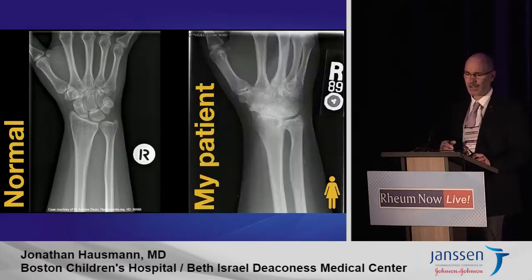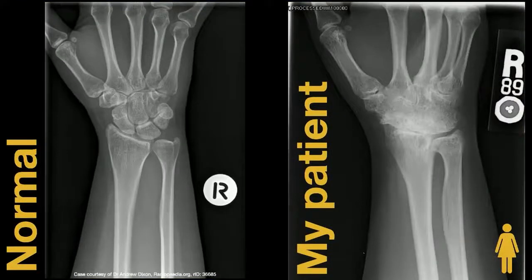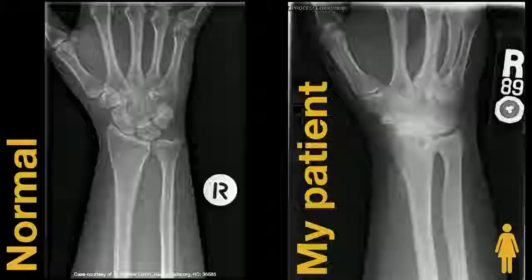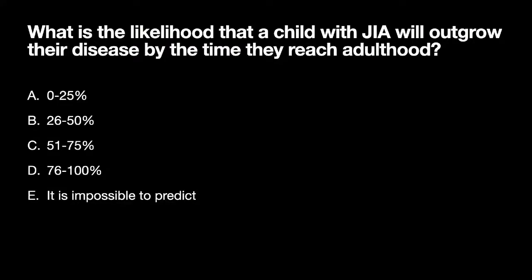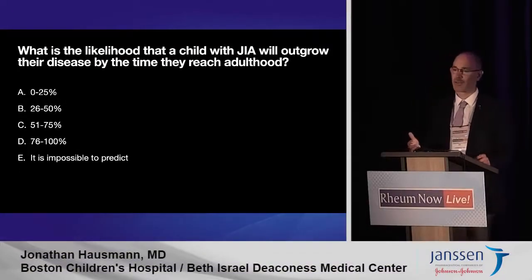This is what normal wrist x-rays show, and this is hers. She has complete fusion of the carpal bones, which is pretty characteristic of systemic JIA. She also had similar findings in the ankles. So for her, she's had disease for 20 years.